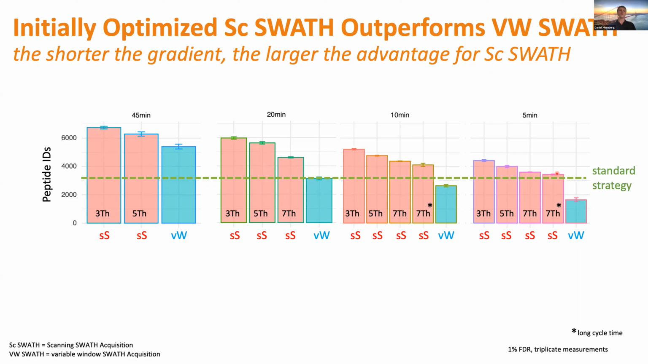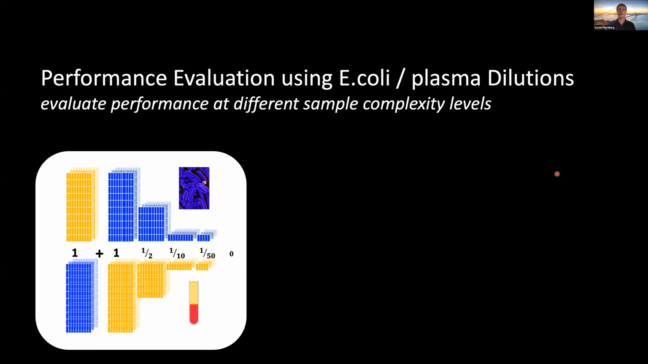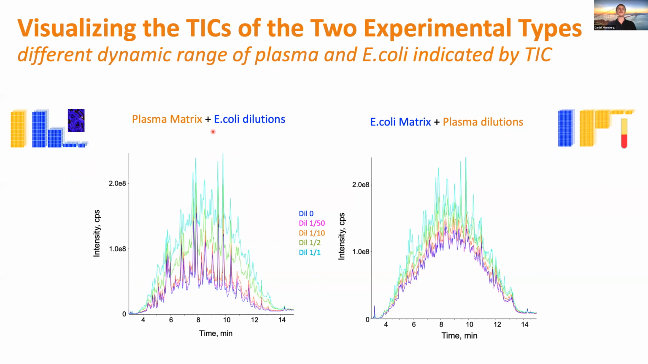Let's look into the more complex spike-in experiments, where we look into all the dilutions and see how the system responds towards different proteome complexities. First of all, one of the things that is obviously different, looking into either direction of the dilution, is what the instrument will see. The plasma matrix as a background is kept constant, and a dilution of the E. coli peptides really changes how the TIC looks.